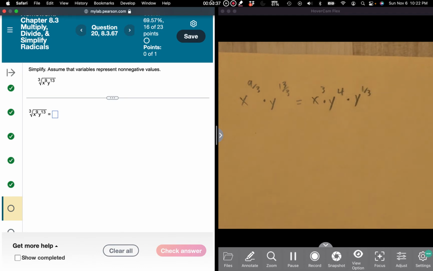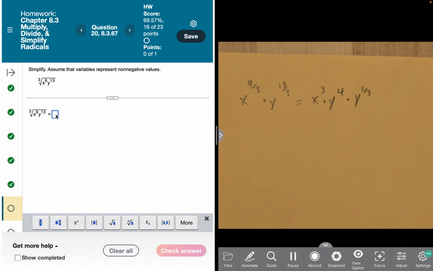All right, so that leads me to the fact that I'm going to be able to write my answer as x cubed, y to the 4th. Those were all the whole numbers that pop out, but we're still left with a cube root, a third root of a single y.